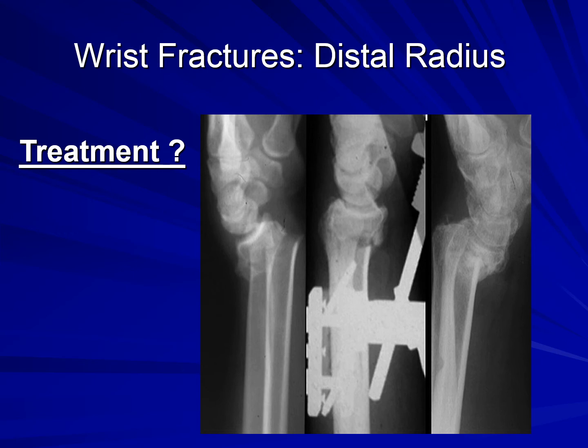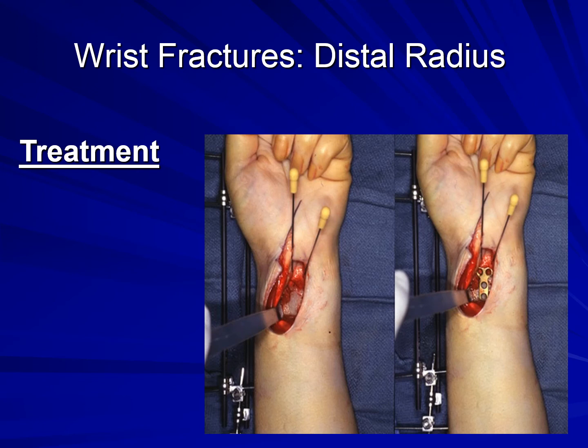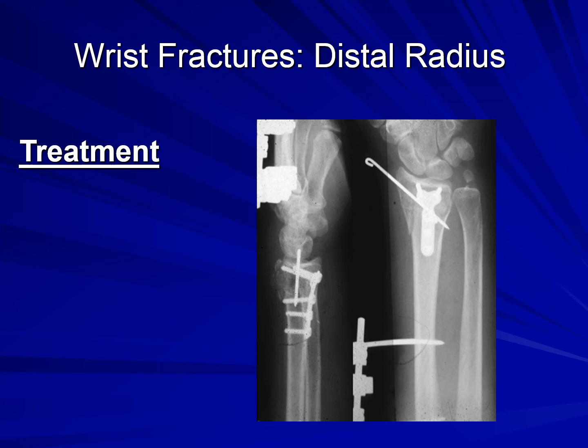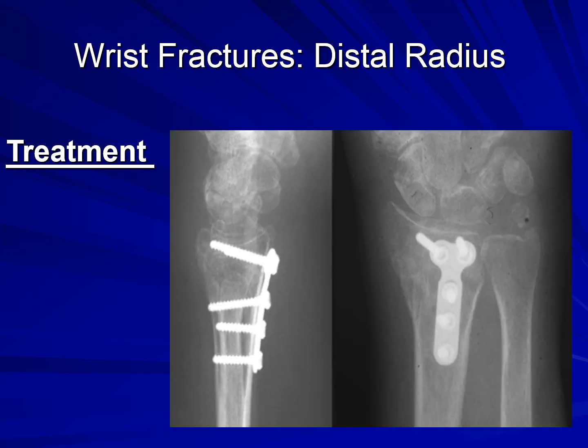This is an example of the management of certain distal radial fractures. This is an example of the T-plate for a fracture of the distal radius, and this is combined T-plate and K-wire fixation. Again, this is the T-plate for the fracture of the distal radius.